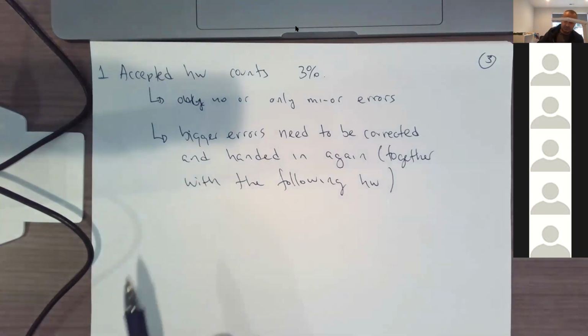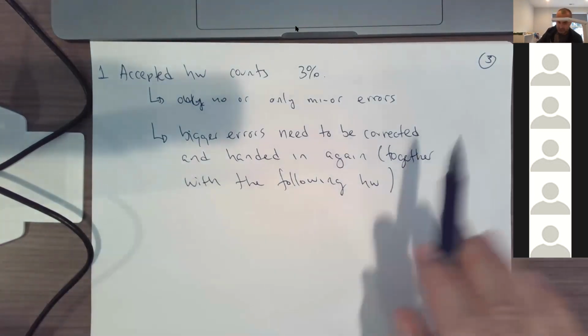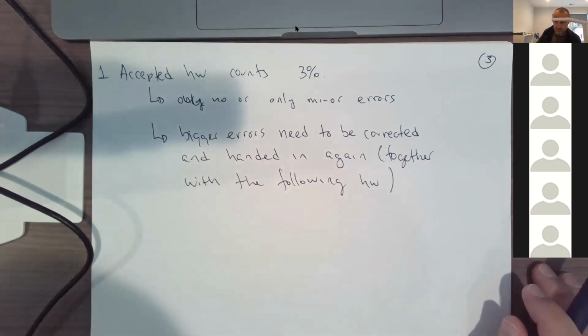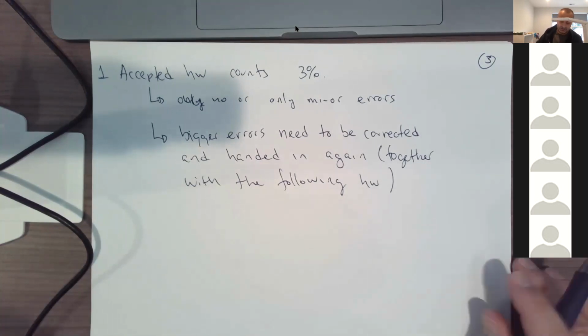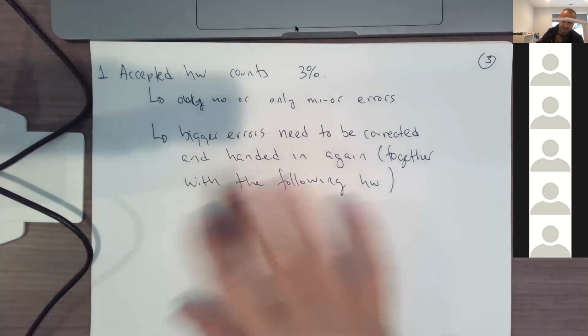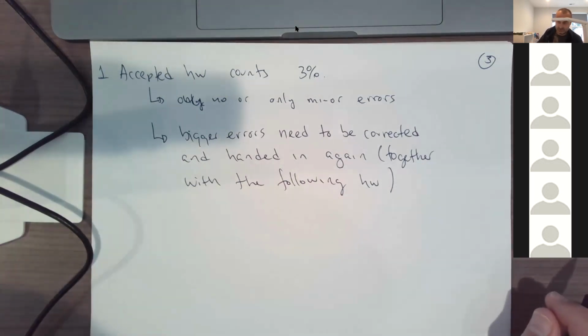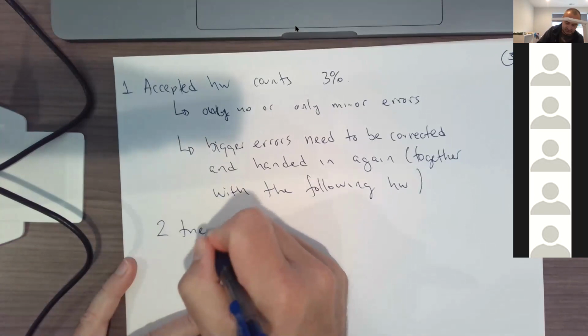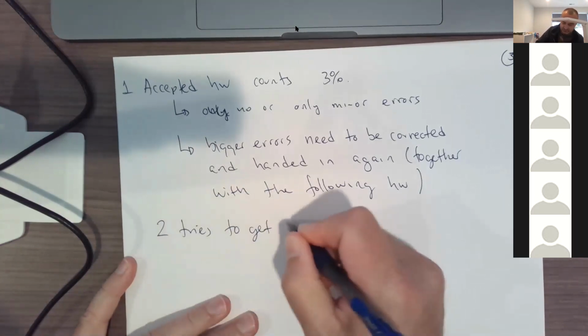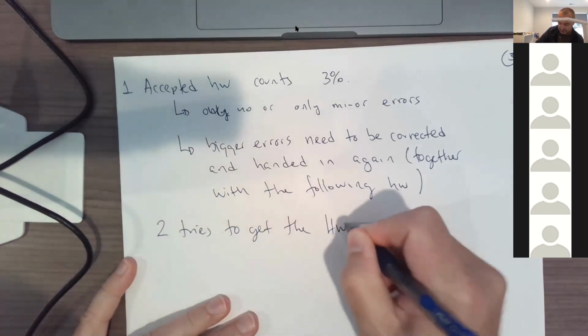Then in the next round, hopefully the errors that you had can be fixed. The TA would mark those problems that have to be handed in again. You hand them in again, and then the homework can get accepted. If it keeps going like this, at some point the grader is going to say this is enough, and I'm not going to accept your homework. But you can have 2 tries to get the homework accepted.